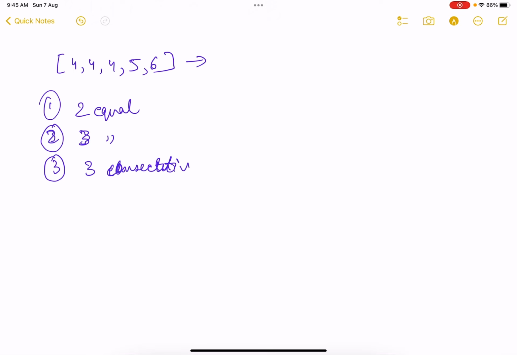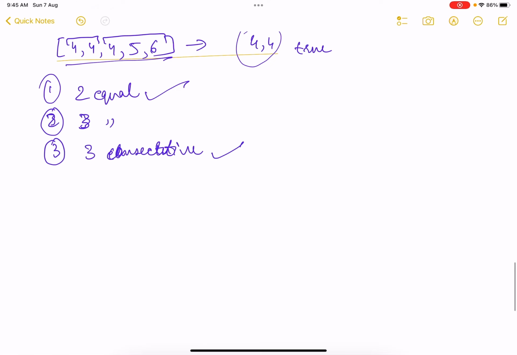In this one, if we see, then we can make a partition of 4 4 and then we can make a partition of 4 5 6. So 4, 4, this condition is satisfied. 4 5 6, this condition is satisfied, and we have partitioned the complete array, so we return true here.